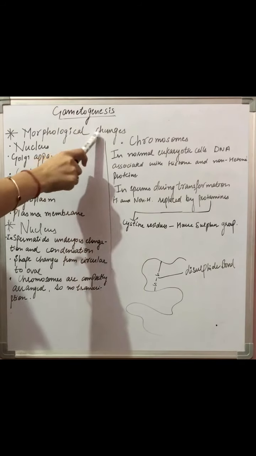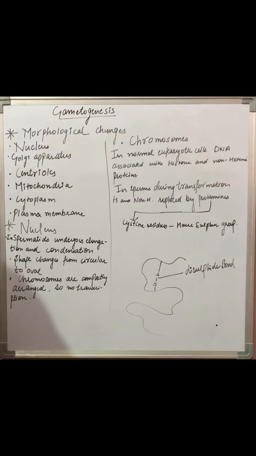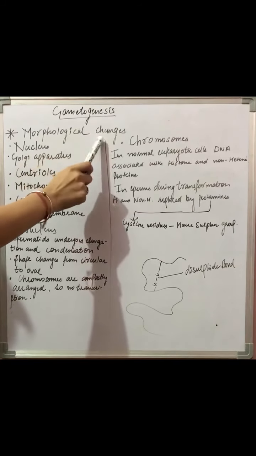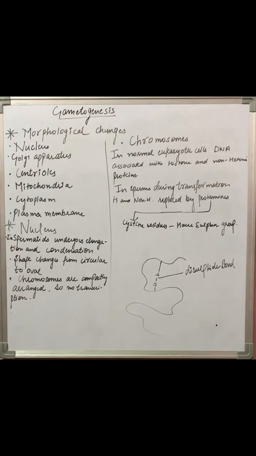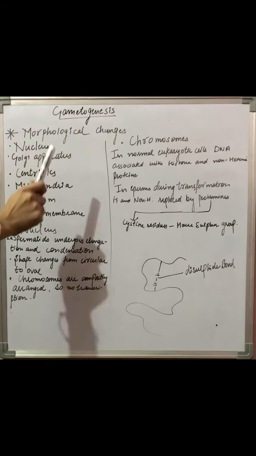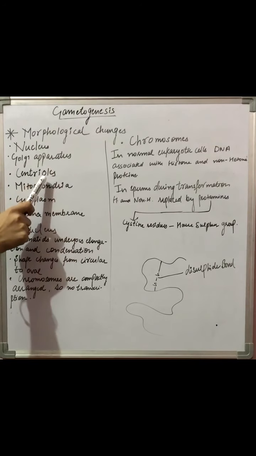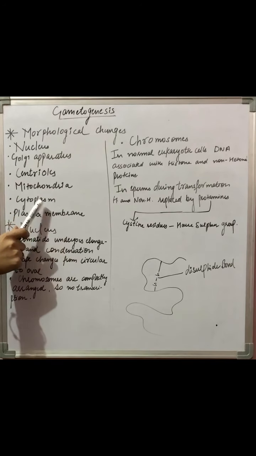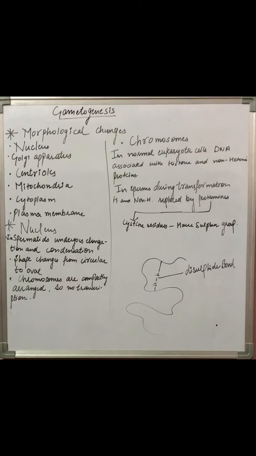Now we will discuss the topic of morphological changes, which we have read about earlier: when the spermatid is going to form the mature spermatozoa, some morphological changes take place in the spermatid. These morphological changes take place in the nucleus, Golgi apparatus, centriole, mitochondria, cytoplasm and plasma membrane. Step by step we will discuss all the organelles in which changes take place and what kind of changes. First we have the nucleus.